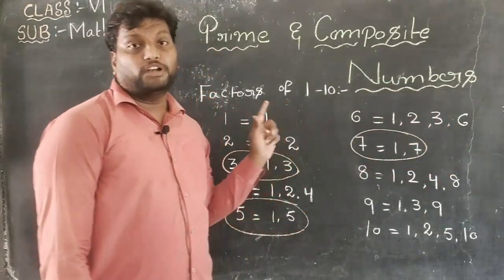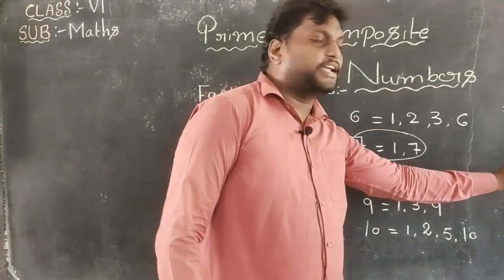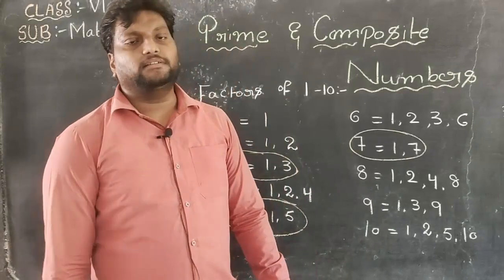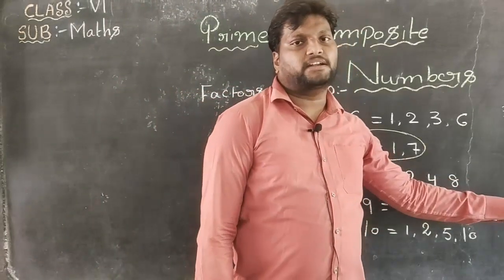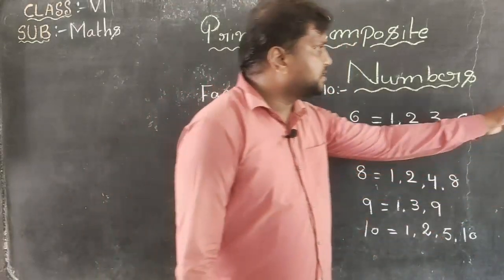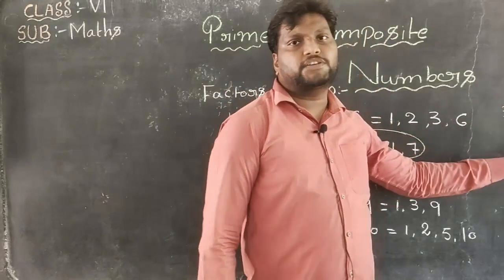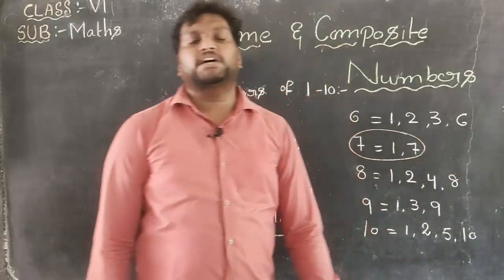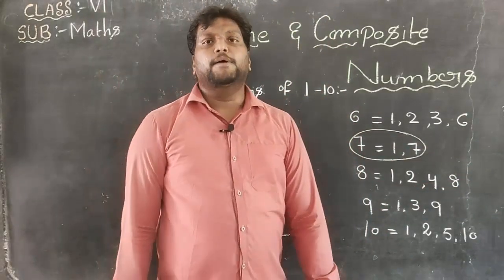I am taking only 1 to 10. Out of these 10, 3, 5, 7 are having only 2 factors. And of the 2 factors, one is the common factor 1 and the other factor is itself. Means I am taking 3, then 3 is the factor; 5, then 5 is the factor; 7, then 7 is the factor. These types of numbers are called prime numbers.